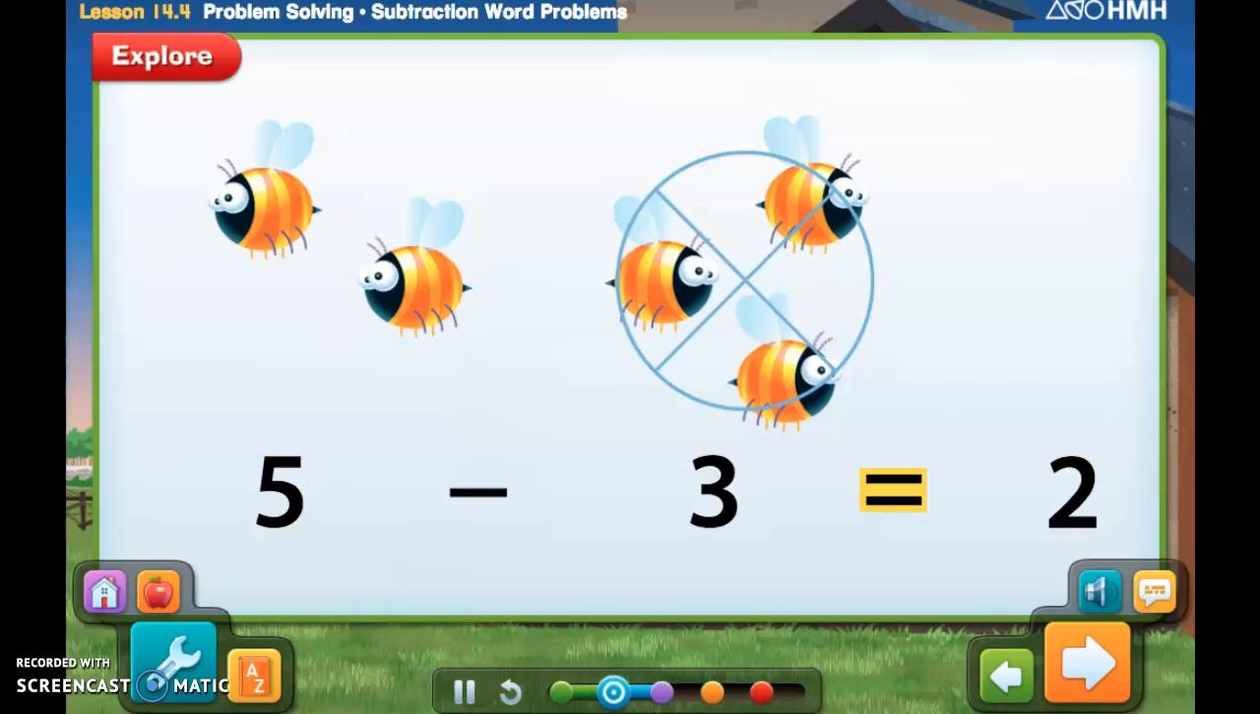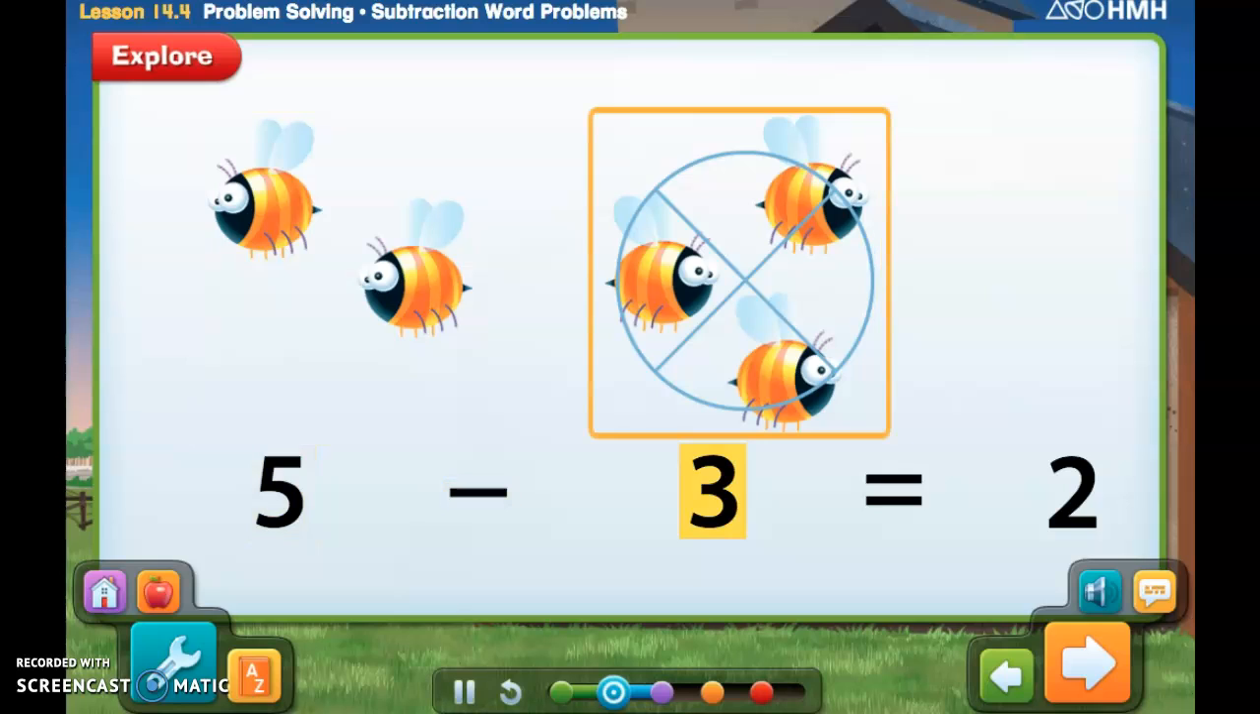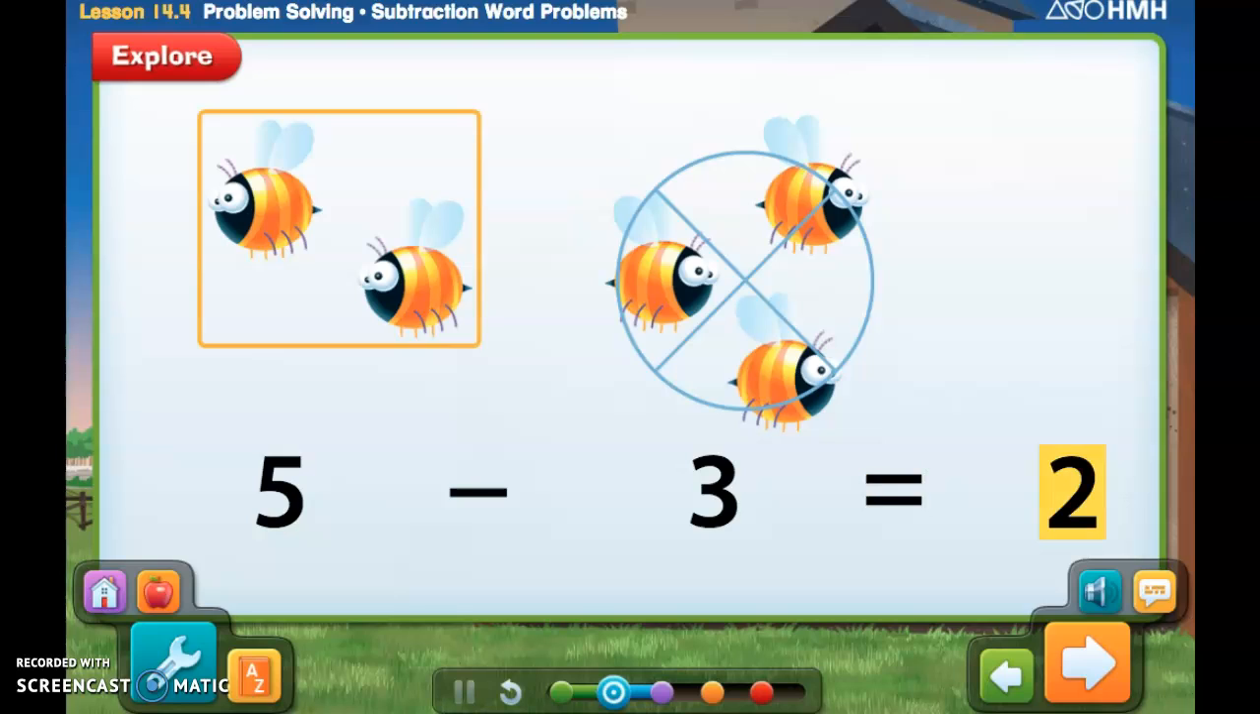We can use the is equal to symbol to show 5 minus 3 is equal to 2. Now our subtraction sentence is complete. 5 minus 3 is equal to 2. 5 is the number of bees you started with. 3 is the number of bees that flew away. And 2 is the number of bees that are left.